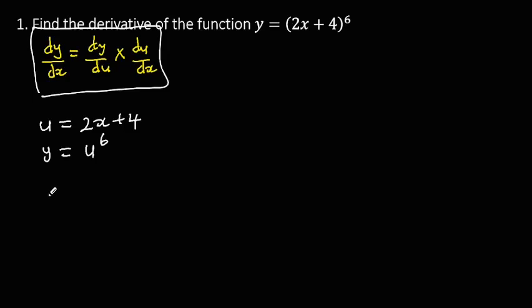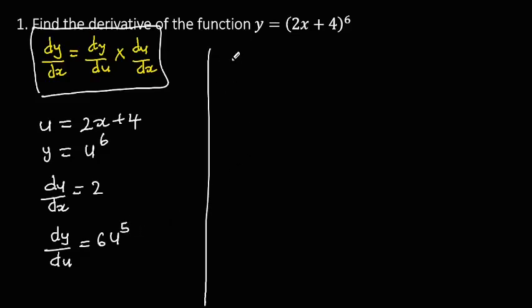The next thing we're going to do is find the derivative of u and the derivative of y. So we start with the derivative of u, that is du/dx. We differentiate the u function, and in this case, you get a 2. And then you find dy/du. We differentiate the y function with respect to u. You get 6u raised to the power of 5.